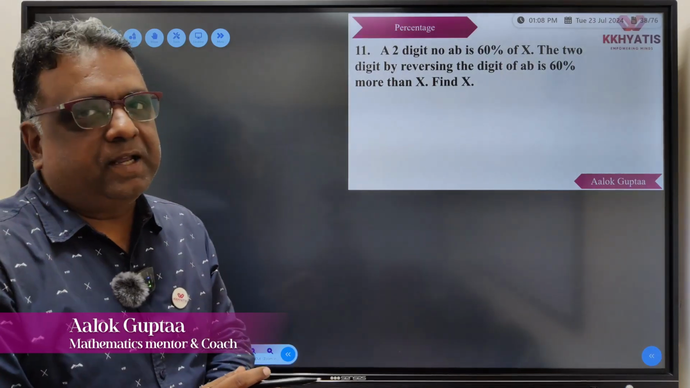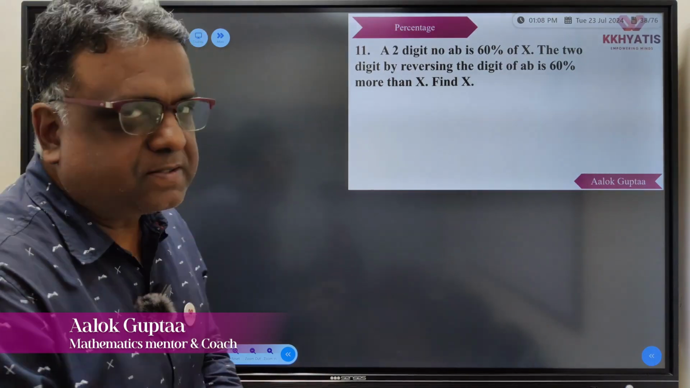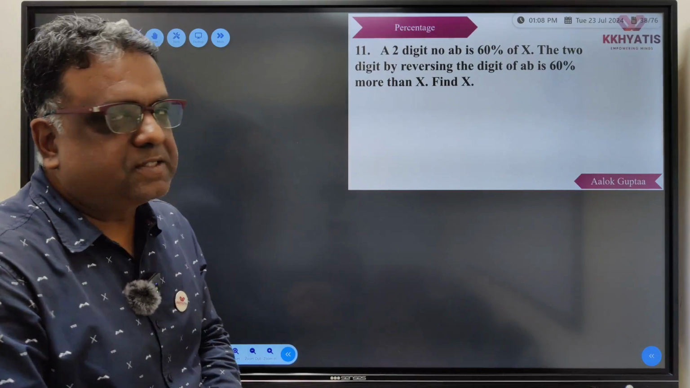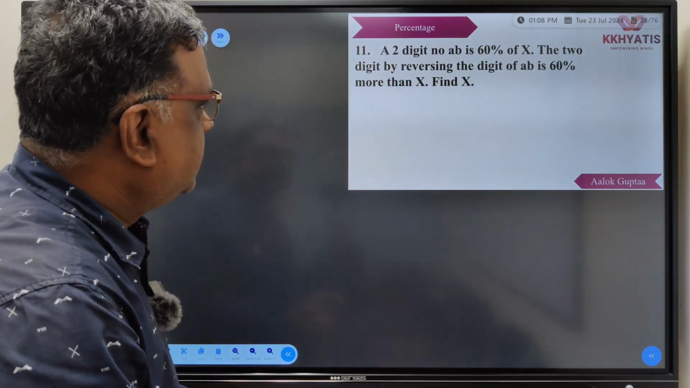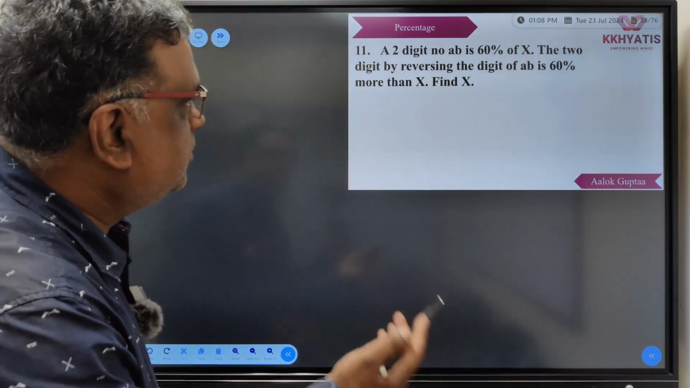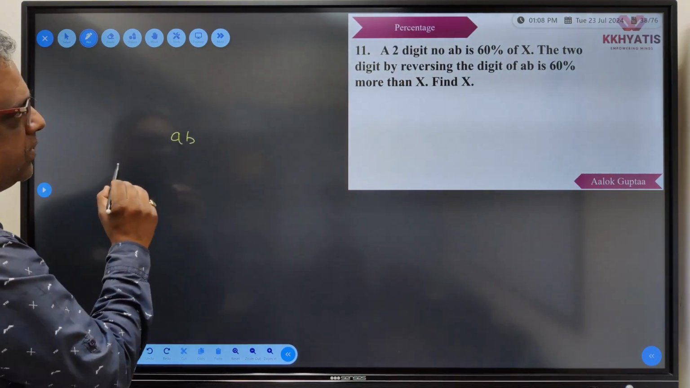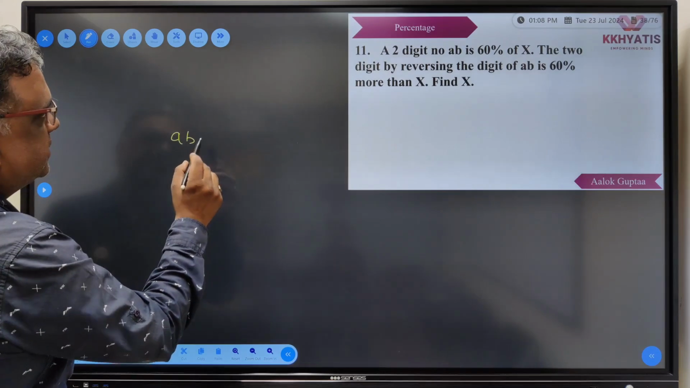A two-digit number AB is 60% of X. The two-digit number obtained by reversing the digits of AB is 60% more than X. Find X. So the two-digit number is AB, and this is 60% of X.